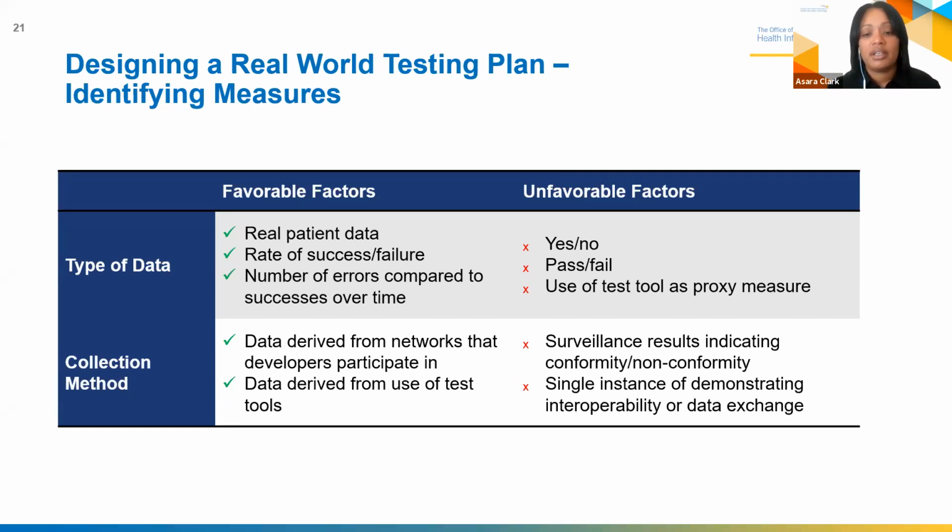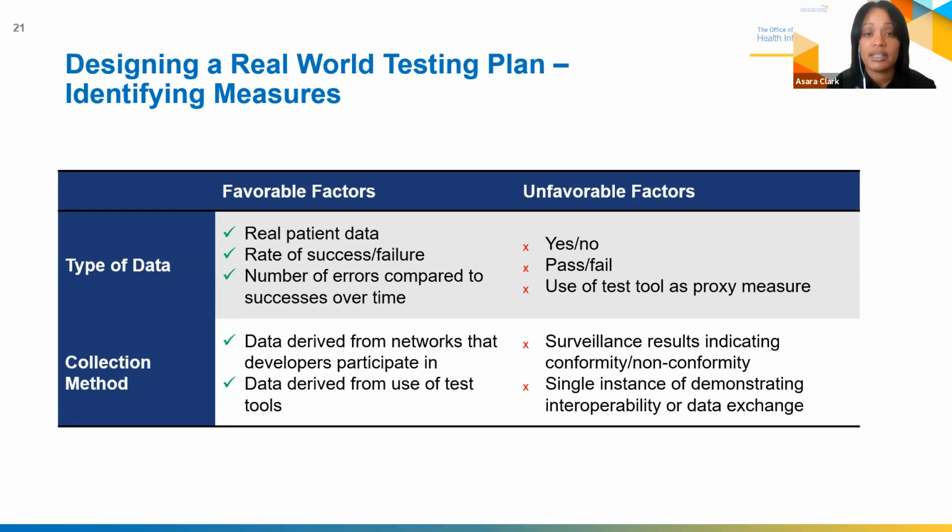Single instance for demonstrating interoperability or data exchange. Again, a single instance is not going to show how over the course of your calendar year of real world testing you demonstrate conformity to the applicable real world testing criteria. So just know that the ACBs have been informed to look for these things, and they'll consider these few things. We're not telling you exactly what you need to put in there, but we're just letting you know that if you think about the underlying point of real world testing, there are certain measures that are just not going to hit the mark for demonstrating over time.